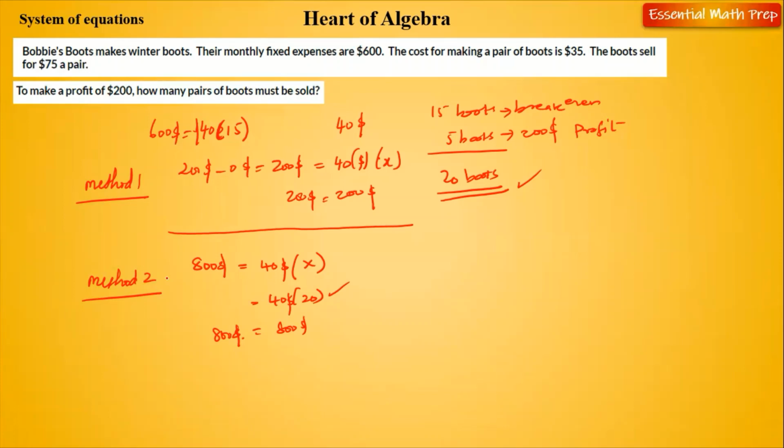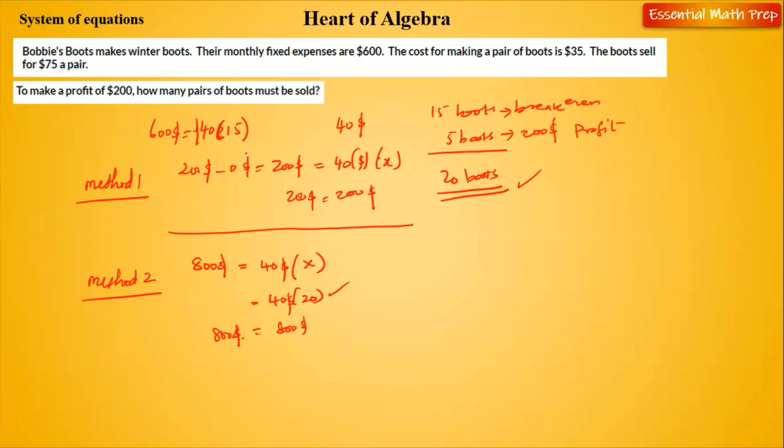So you can also do, if you feel like method 1 is sort of easy, you can start with the method 1 approach, get the 15 boots first, and then do the method 1, which I've shown here, and then work it out to get 20 boots. But whatever you do, don't pick 5. Okay, you'd be tempted to pick 5.